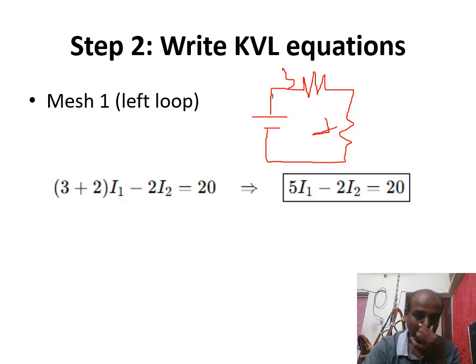So the voltage drop will be there in this 3 ohm resistor as well as 2 ohm resistor. So the current we are assuming is I1, but in 2 ohm resistor the current is shared between the two loops, so I1 and I2. So for this loop we assume that I1 is positive and I2 is negative. So from this we are obtaining this equation. So this will be marked as the equation number 1.